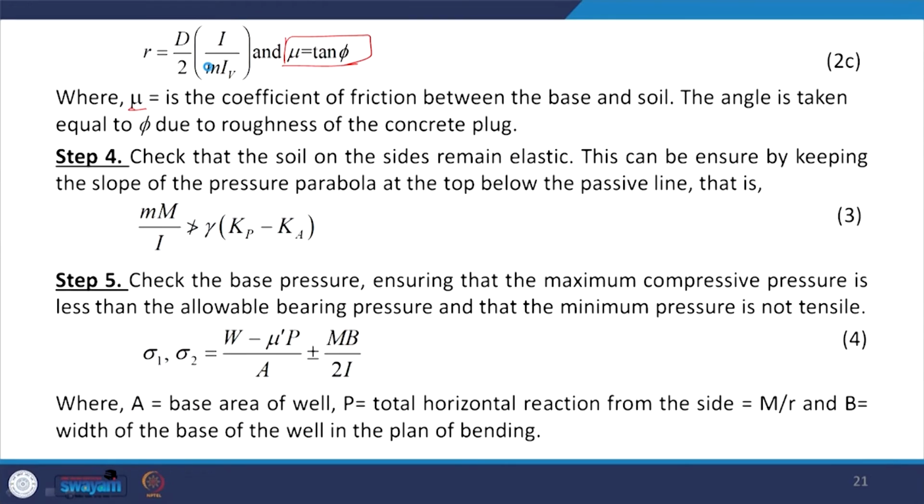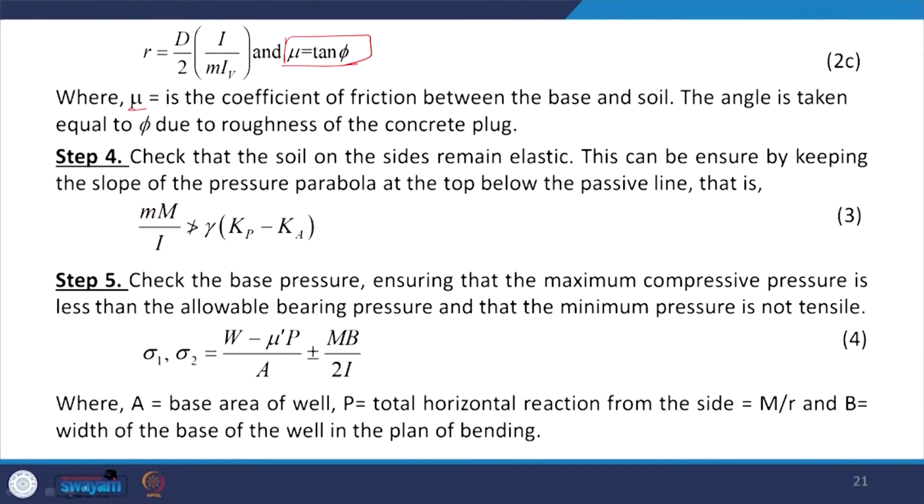The second check for the well foundation says to check that the soil on the sides remains elastic. This can be ensured by keeping the slope of the pressure parabola at the top below the passive line, that is, this product m multiplied by capital M divided by I should not be greater than gamma into Kp minus Ka. Gamma is the unit weight of the soil. Kp and Ka are earth pressure coefficients, which depend just on the value of phi. Kp is the passive earth pressure coefficient and Ka is the active earth pressure coefficient, the same as we discussed in Terzaghi's theory also.